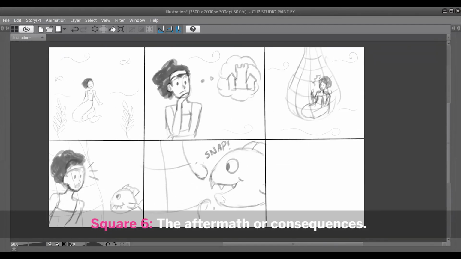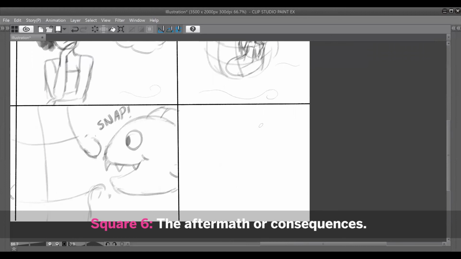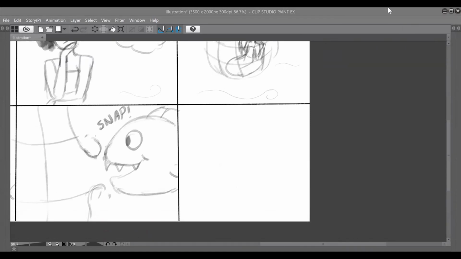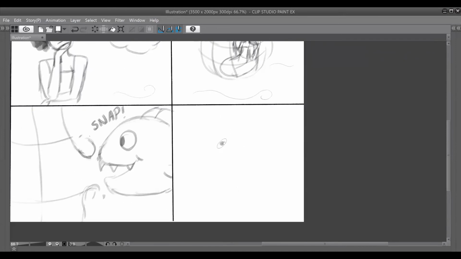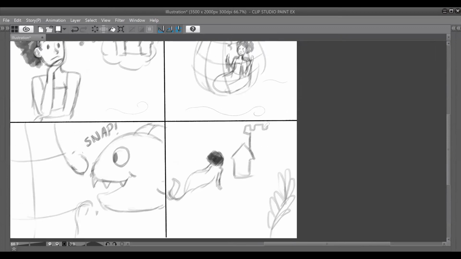Square six, the aftermath or consequences. We have reached the resolution or the end of our story. So our mermaid friend is able to escape the netting and return back to her castle, which was her original goal. I kind of wish I had drawn her piranha friends swimming back with her to the castle to show that she made some lasting friendships as well, but it's still fine. We have a nice little happy ending to wrap up our mermaid tale.